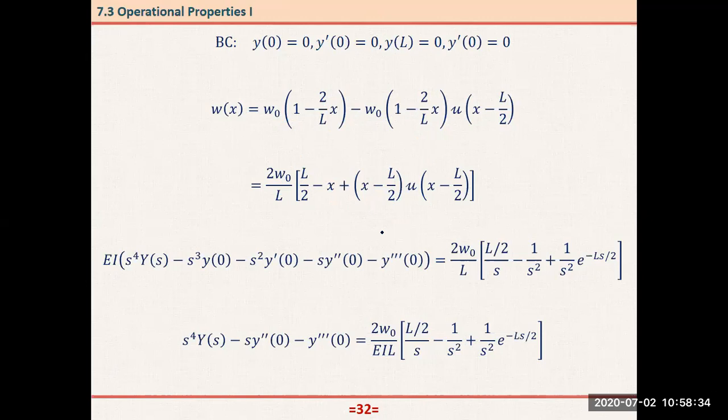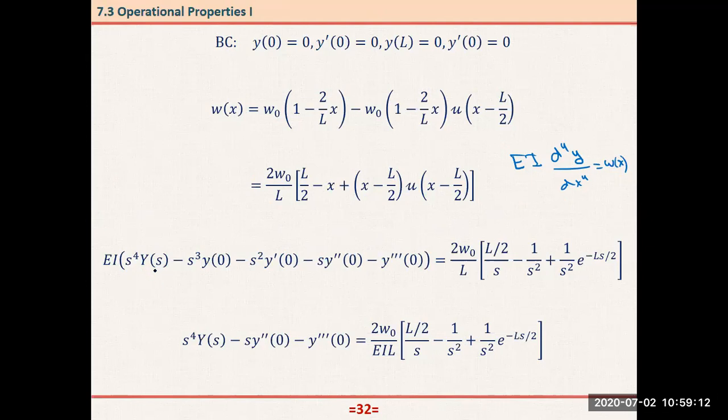Next, I have to take the Laplace transform of both sides of the equation. What equation? The given equation. We are talking about this equation, right? E I, d to the power of 4 y over d x to the power of 4 is equal to w of x, and w of x is our function here, right? If you take the Laplace transform of both sides, this thing is constant, I just keep it here. Here we have s to the power of 4, s to the power of 3, and 2, and 1, and 0.